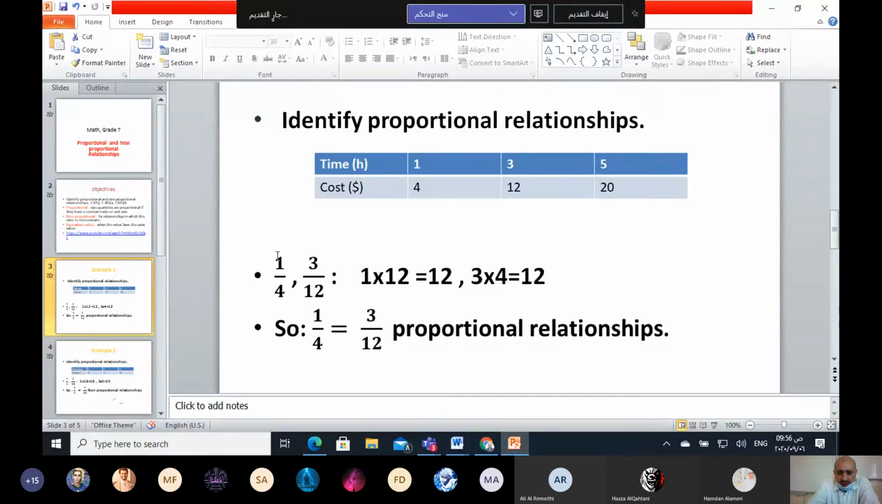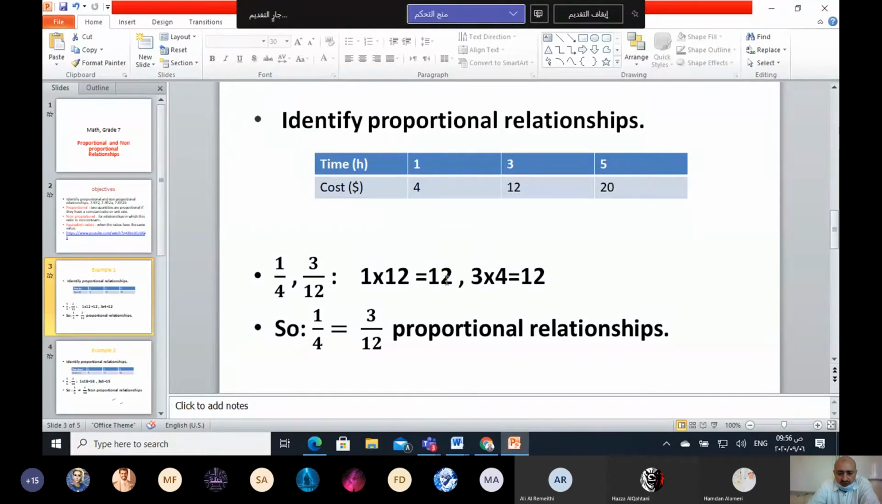1 times 12 equals 12. Then take 3 and multiply by 4. 3 times 4 equals 12. This is cross multiplication. Do cross multiplication. If you get the same answer, it means you have equivalent fractions, it means you have equivalent ratios.